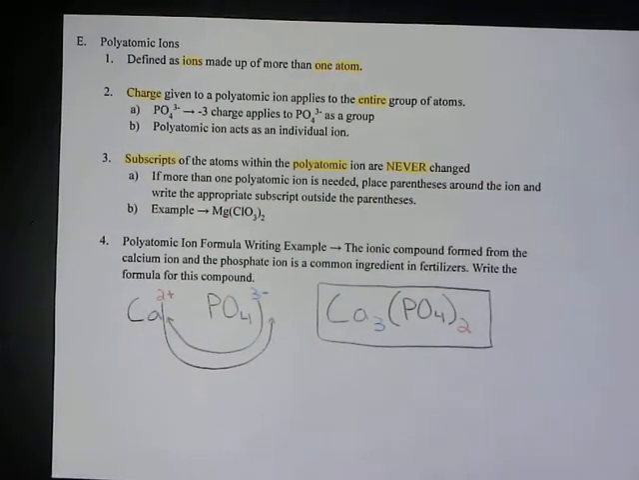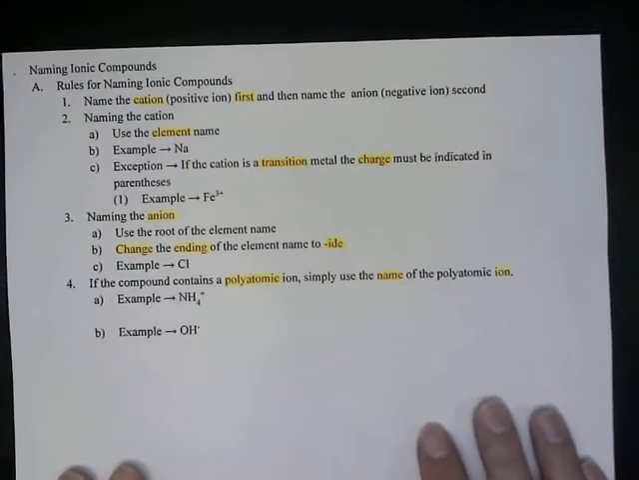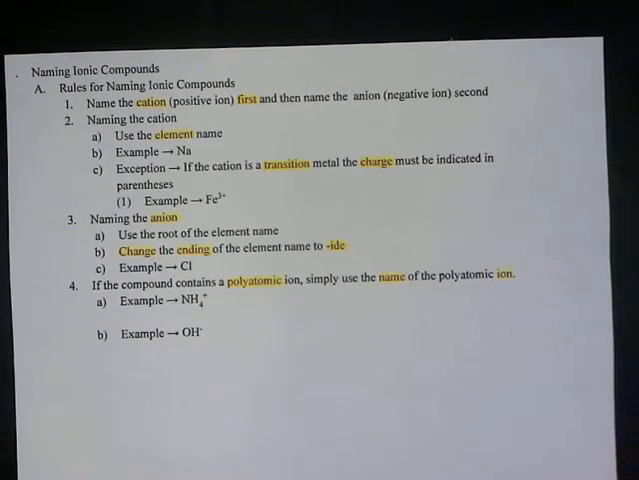All right, so now we need to shift gears and we need to go from formula writing to naming ionic compounds, okay? So, naming ionic compounds, we have a series and set of rules. Rule number 1, we name the cation, the positive ion, first. Then we name the anion. So just how the formula is written, we have to go positive first, negative second.